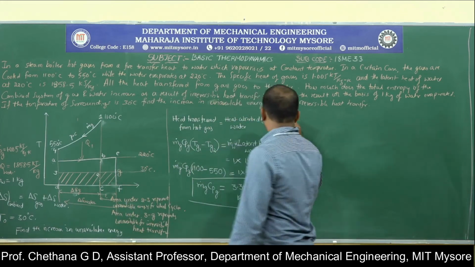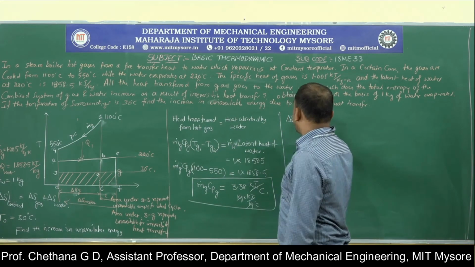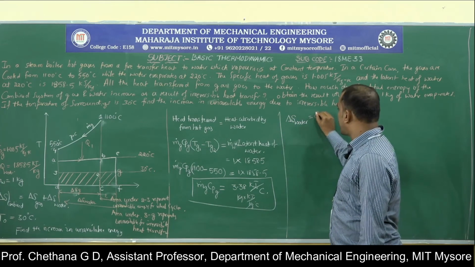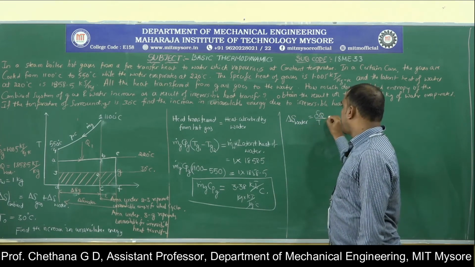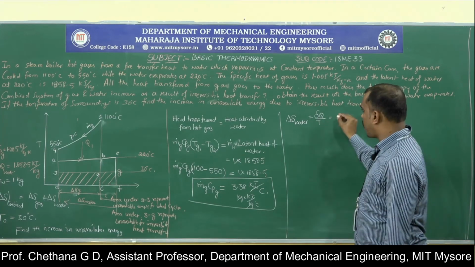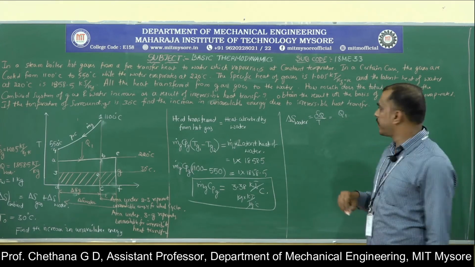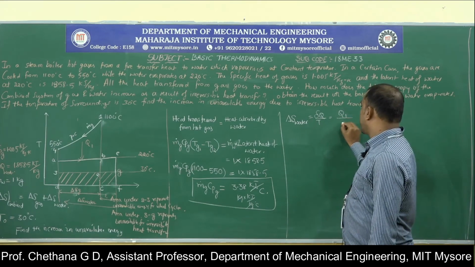Now let us go to delta S of water. Delta S can be written as what? Delta Q by T. That is Q1 by T, which we have assumed. Delta Q by T is for water. So latent heat is what we are interested in, the amount of heat absorbed by water divided by T.